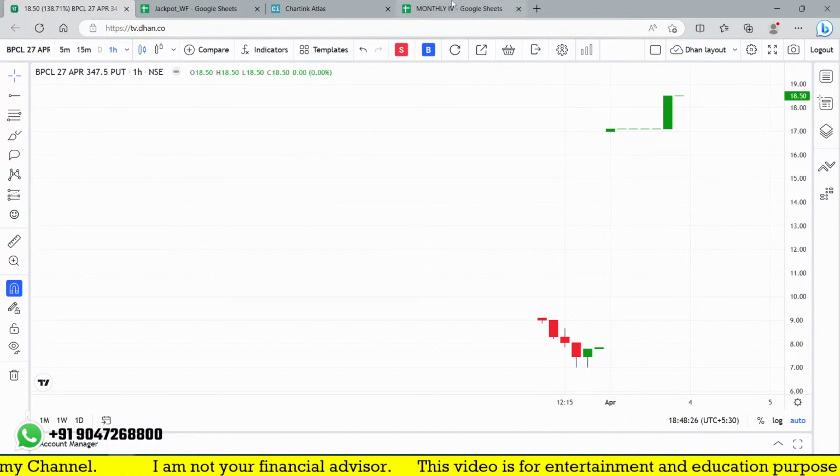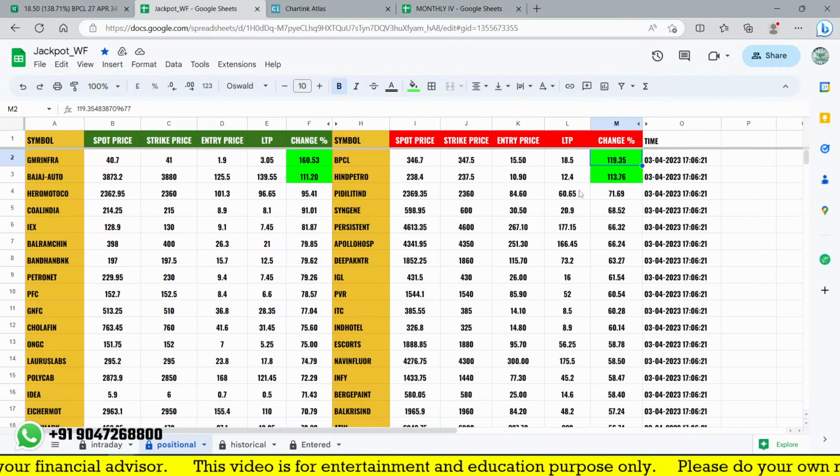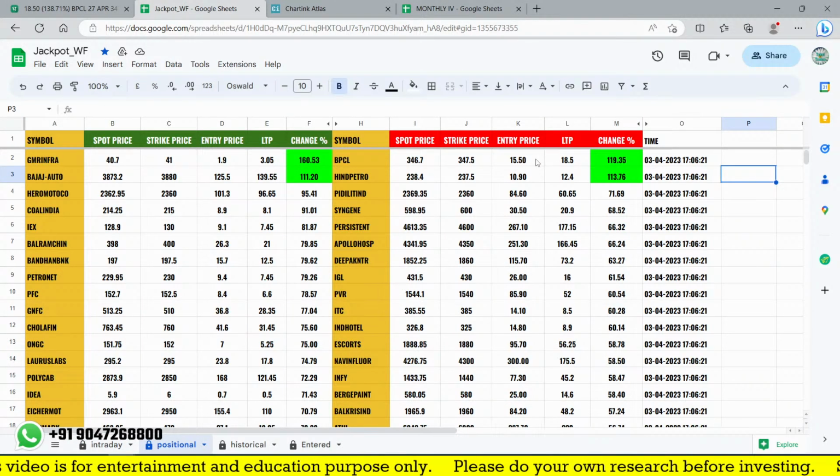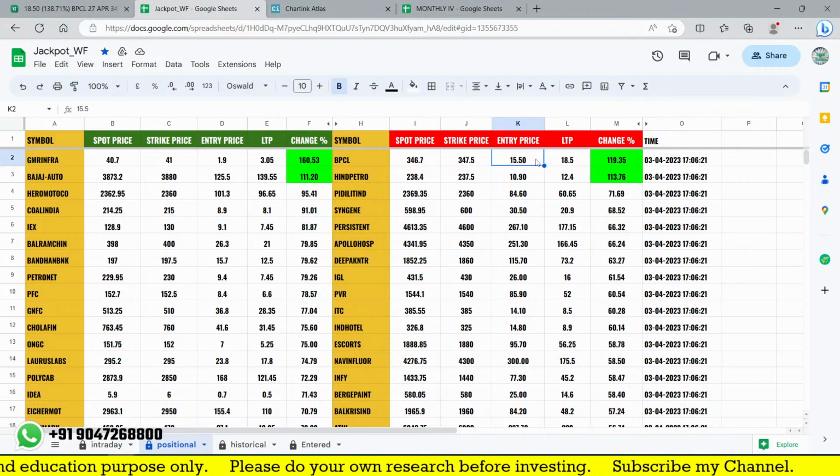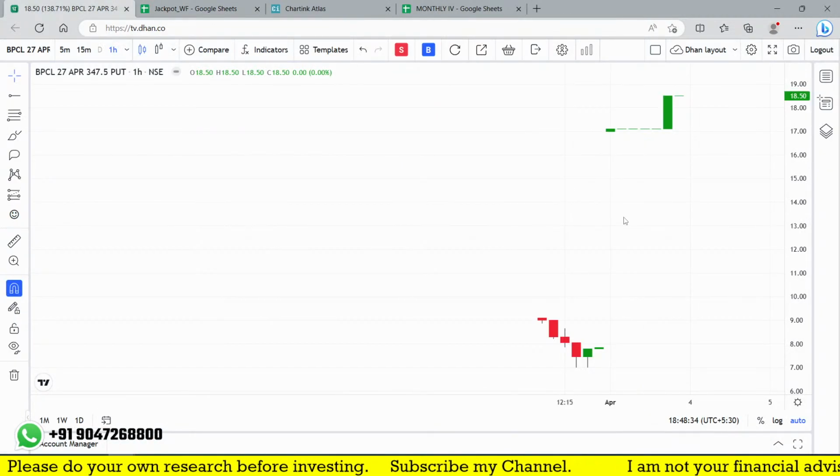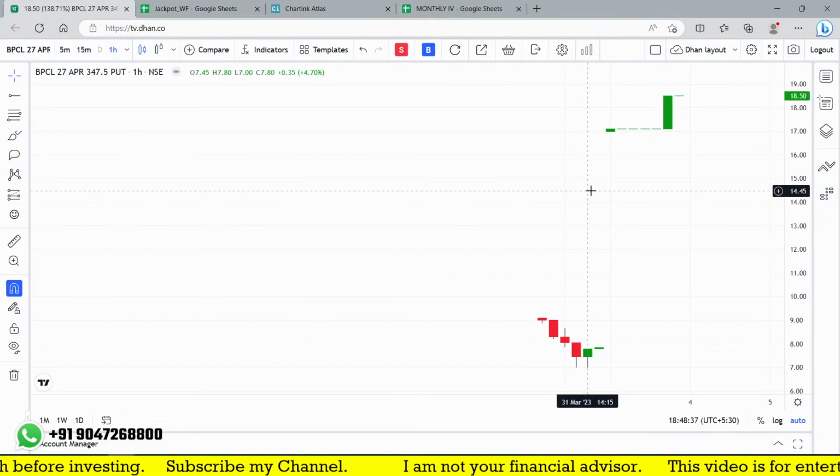But it is showing you the opportunity, as it has increased from our entry point, but our entry is around 15.5. In this case it doesn't give you the opportunity at 15.5 because it opened with a gap up. That is the reason we are telling you.